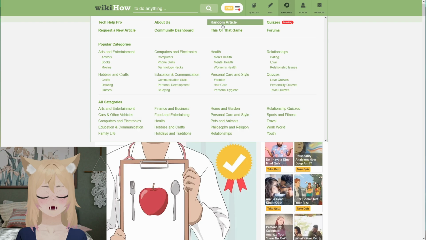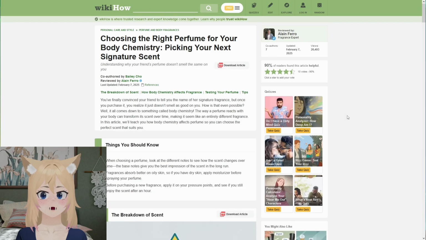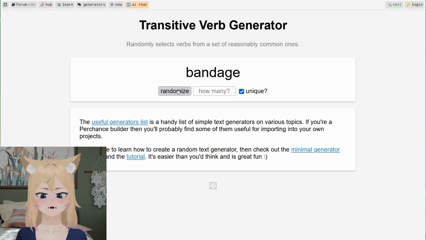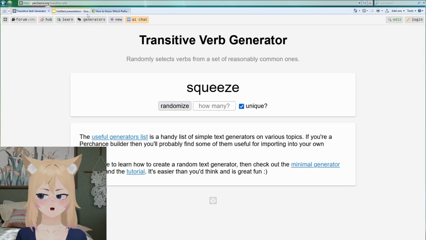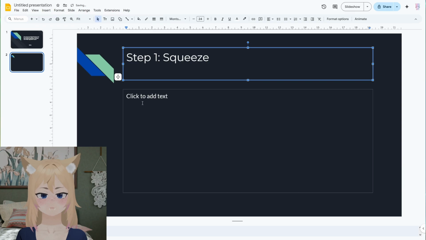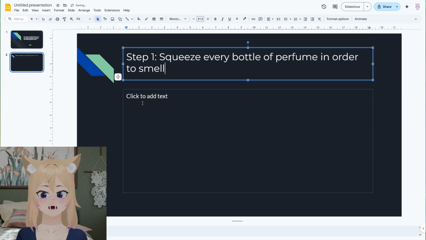Our next how-to article is going to be choosing the right perfume for your body chemistry, picking your signature scent. Our first step is to squeeze every bottle of perfume in order to smell it.